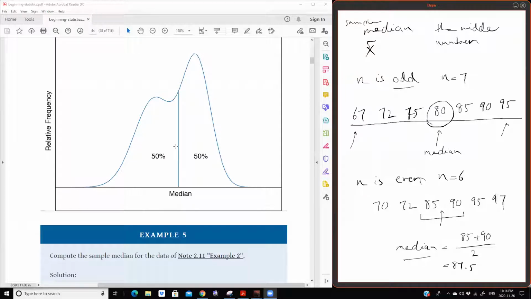And if you have a frequency histogram, if it's a relative frequency histogram, the median would be like this. That is, since it's the middle number, 50% of the data would be less than or equal to the median, and 50% would be greater than or equal to the median.